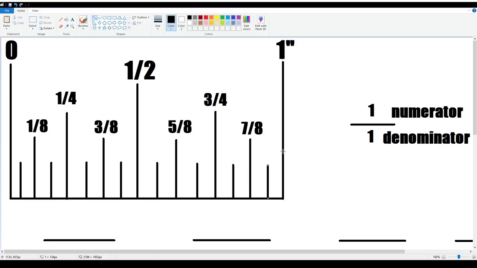When I'm seeing these, I'm like, all right, I need 3/4. Well, I know it's not going to be this first one, but it's going to be the next fairly long line, shorter than a half inch, but taller than an eighth inch. That's going to give us the 3/4. Okay? But I'm getting ahead of myself.